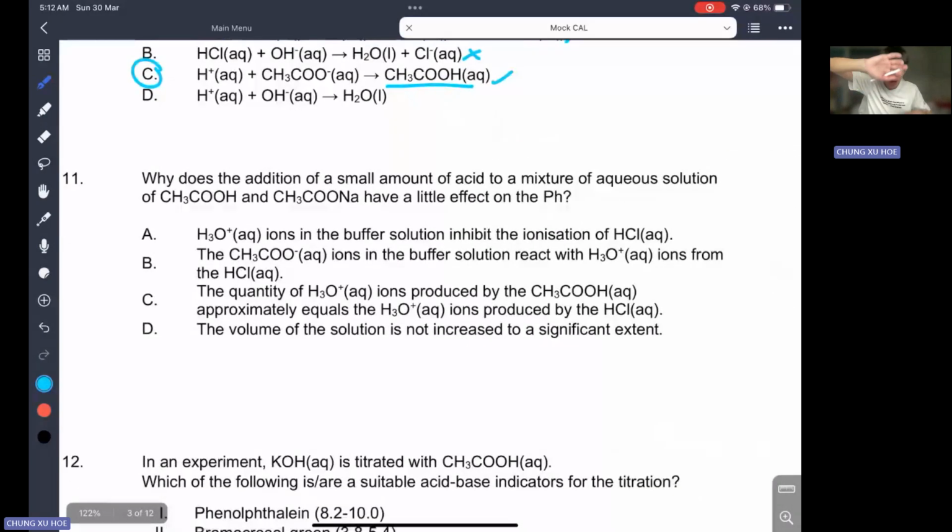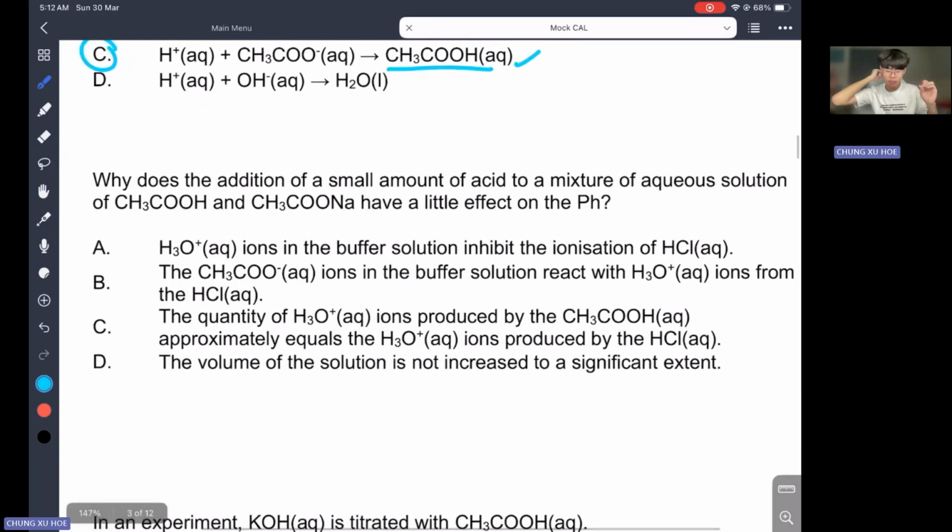Question 11. Why does the addition of a small amount of acid to a mixture of aqueous solution of ethanoic acid and its salt have little effect on the pH?